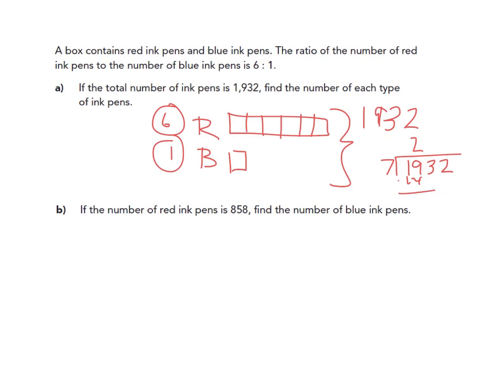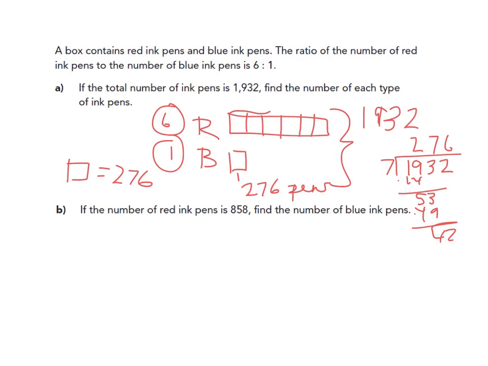I can see that each unit looks like each unit is going to be 276. And they ask how many of each type of pen. Well, the blue, there's going to be 276 of those blue pens because there's only one piece of it. And then the red is going to be 6 times this 276 because there's 6 pieces worth 276. I get that the upper amount is 1,656 pens.